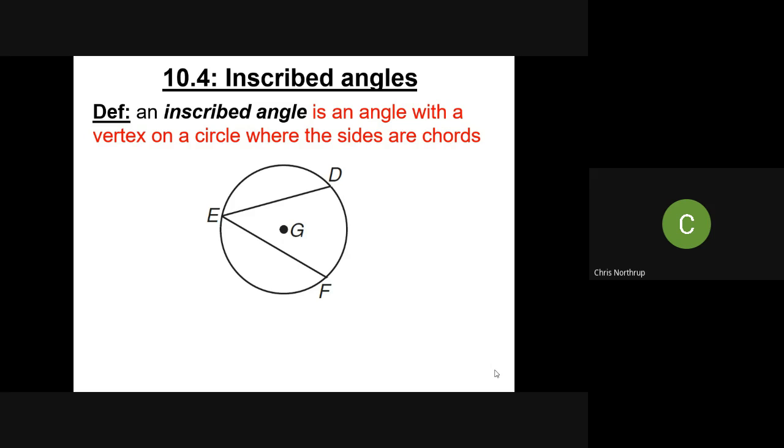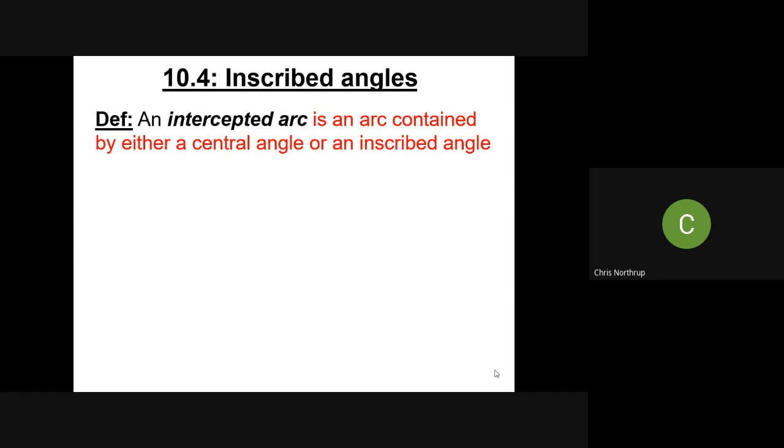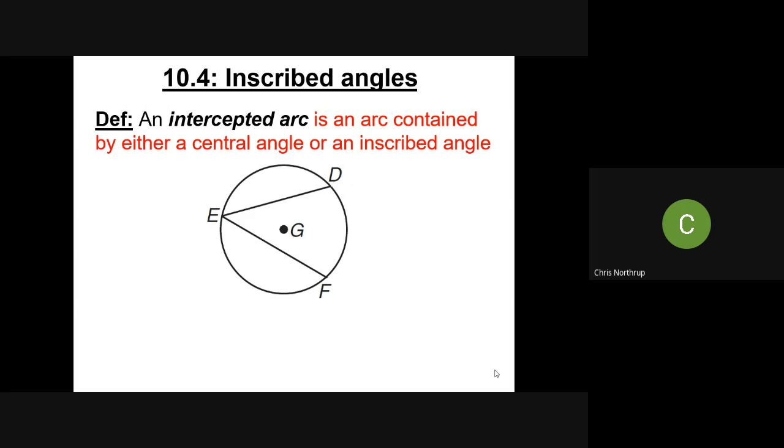We are going to see how these relate to angles we've already worked with and arcs in a circle. To do that, we want to focus on that arc DF. We call that an intercepted arc, which is any arc contained by either a central angle or an inscribed angle. So arc DF is contained inside of my angle DEF, and if I were to make central angle DGF, it would also be contained inside of that angle.